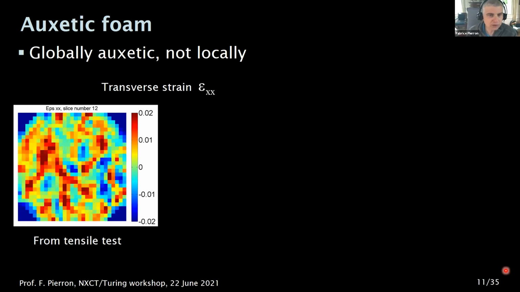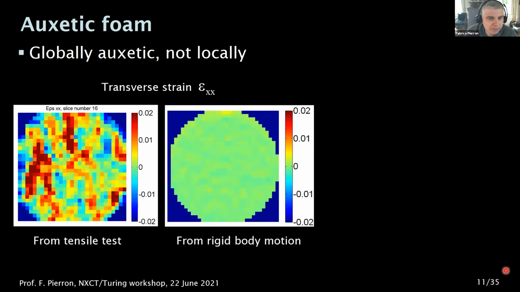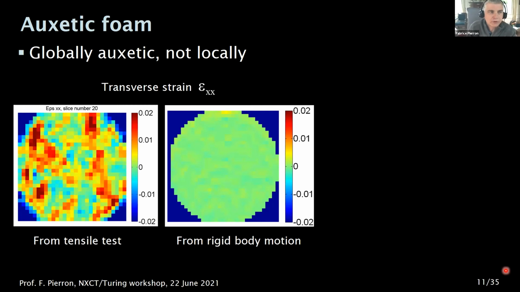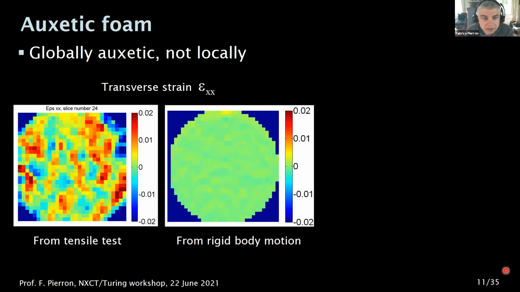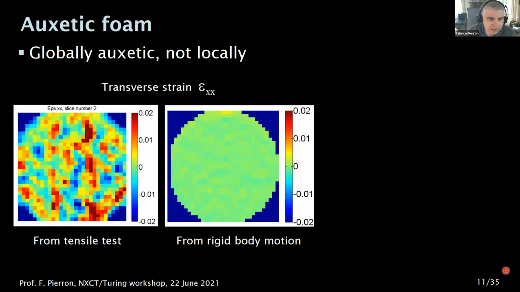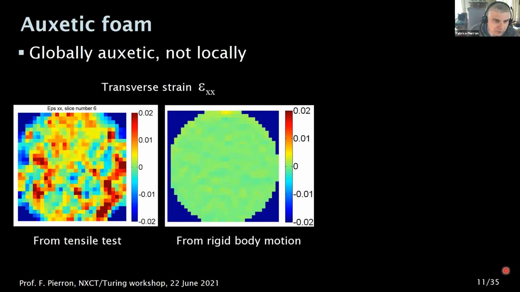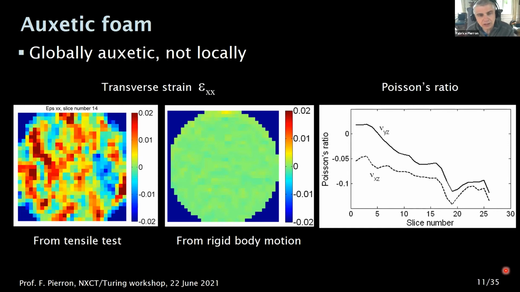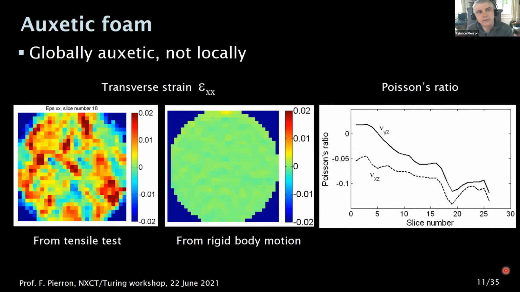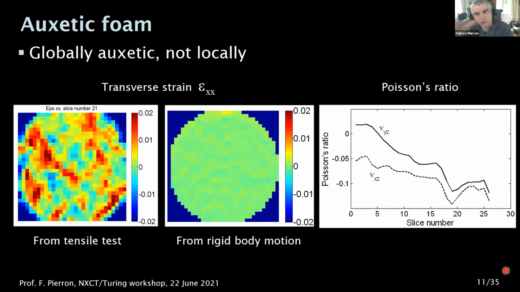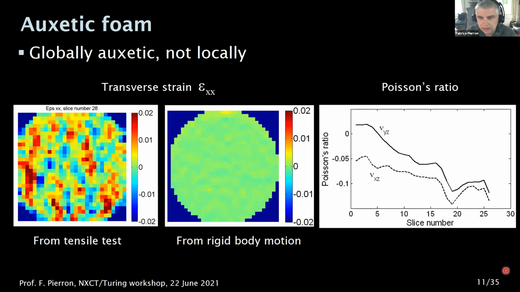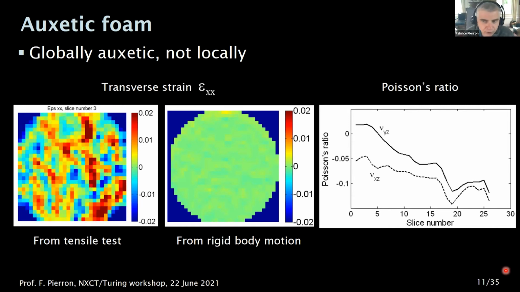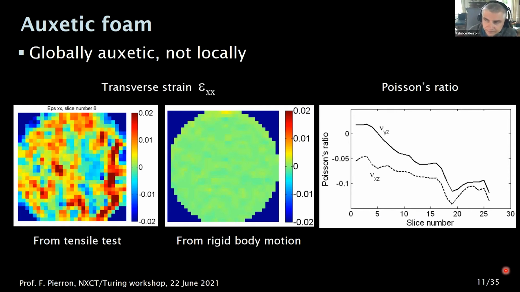Just to make sure that this wasn't noise, this is a noise study based on rigid body motion, so we're well above the noise threshold. So what we're capturing here is some sort of signal, and showing that you seem to have a locally, at least, auxetic behavior. And then you can calculate Poisson's ratio globally on each slice, and reconstruct an evolution of Poisson's ratio along the specimen length.